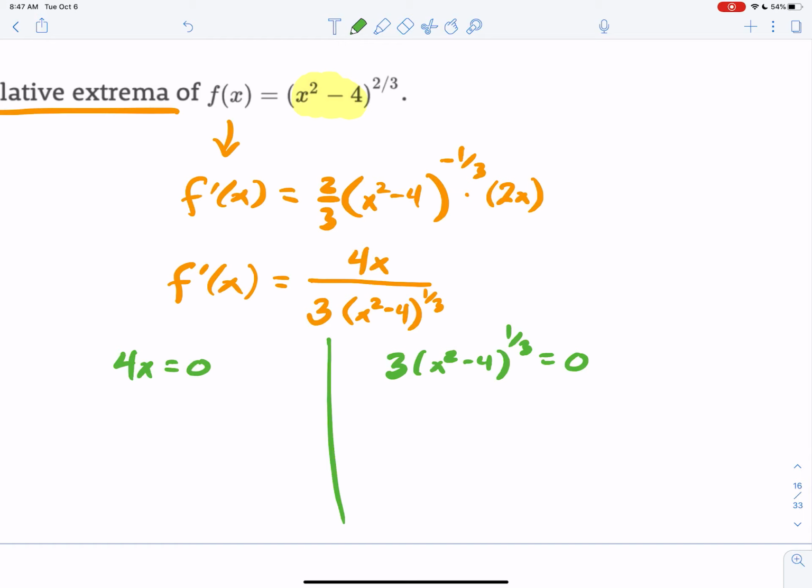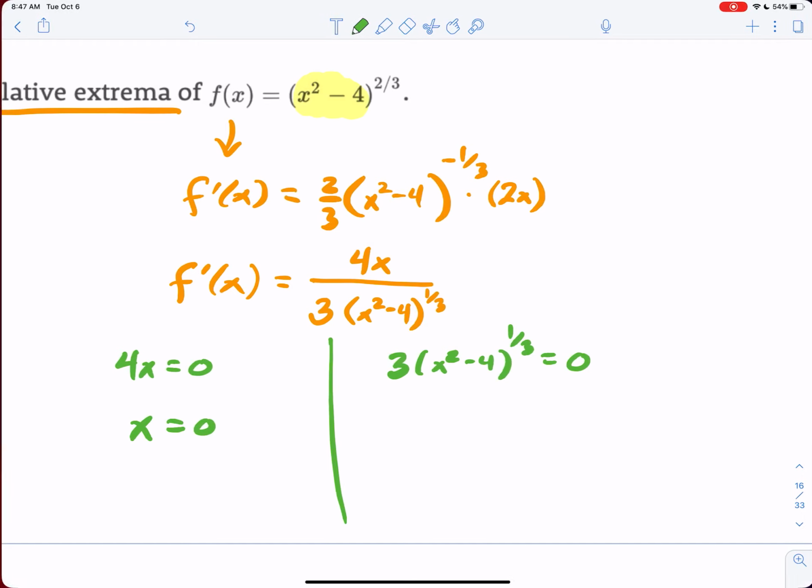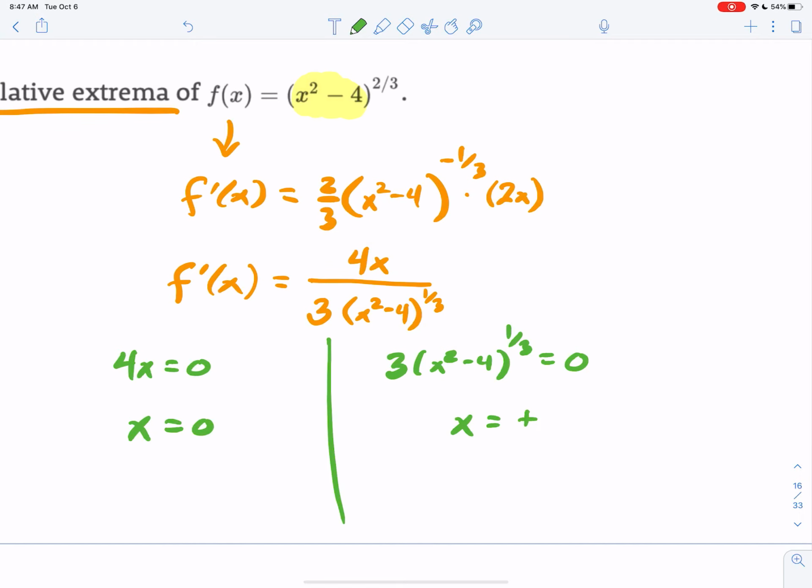Okay? So here we go. X is going to equal 0 here. And if you solve this far enough, you should get x equals plus or minus 2 because you end up square rooting, okay? If you're not sure how I got that, let me know. Okay, so here's checking for understanding. What do those represent there, right? Okay, those represent the critical numbers. So we have 3 critical numbers here. We have the 0, the plus 2, and the minus 2.